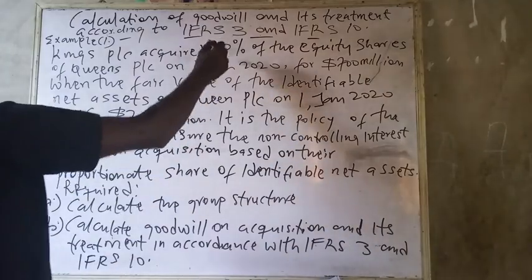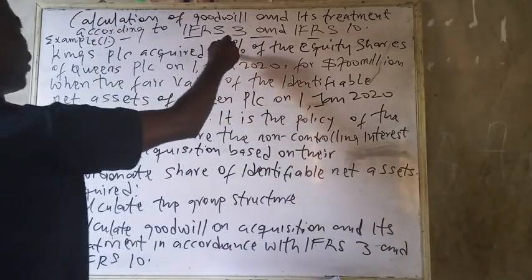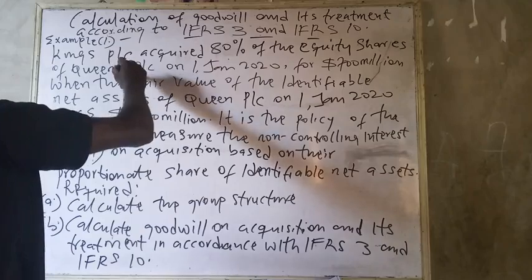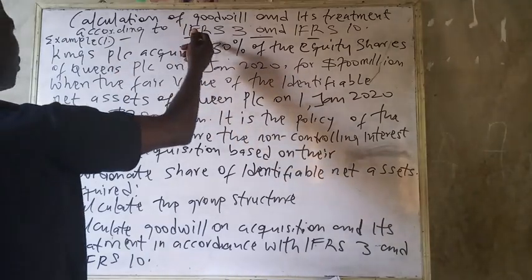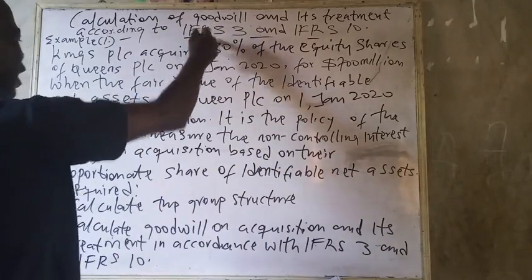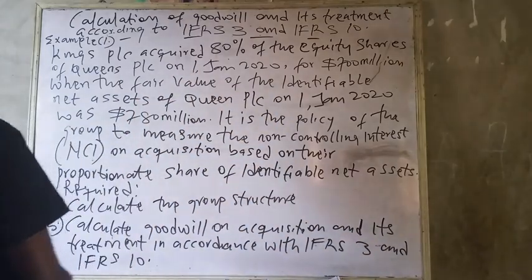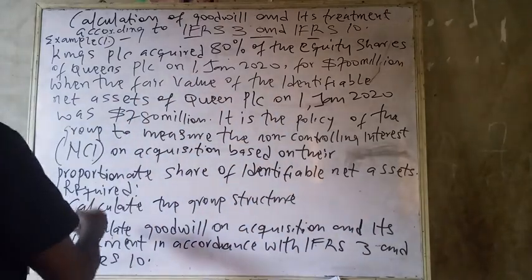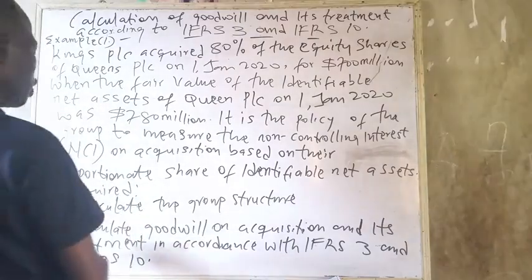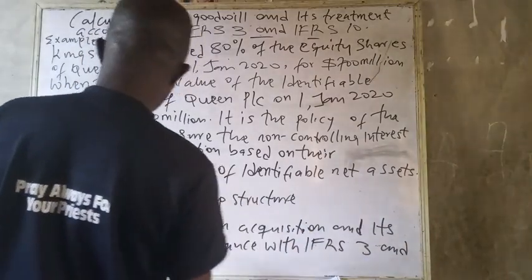What's the group structure? That is 80% is what Kings PLC is acquiring from Queen PLC. That means the controlling interest is 80% and the non-controlling interest, NCI, is 20%. Then B, calculate goodwill on acquisition and its treatment in accordance with IFRS 3 and IFRS 10.